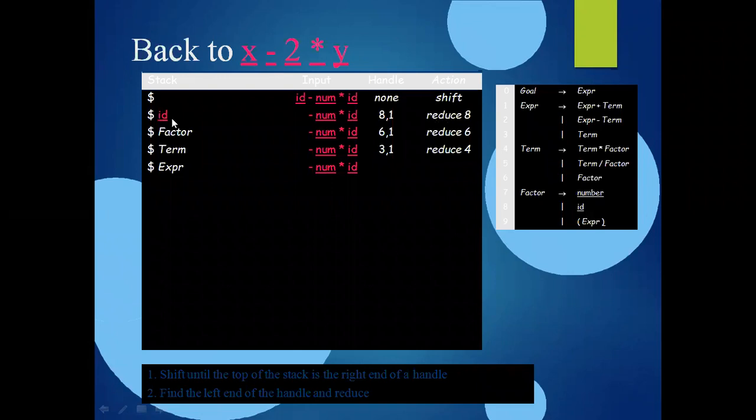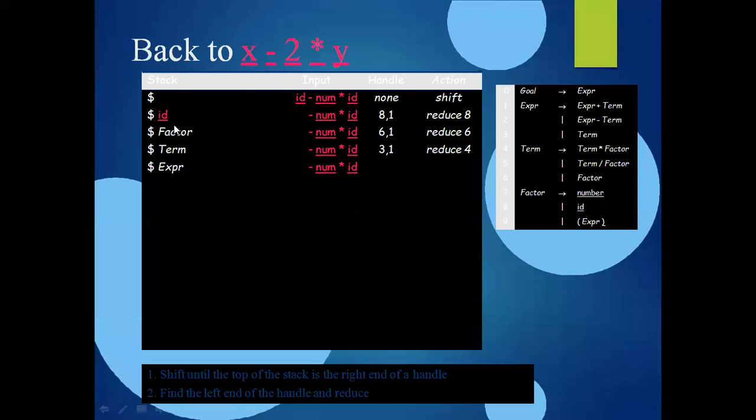That means I replace the RHS of the production rule with the LHS variable, right? Factor tends to id. See all of you, factor tends to id. In the place of id, I just replaced factor, right? And it is the 8th rule in the given grammar. Now I need to reduce that 8 into 6. Why? Because term tends to factor is another rule we have in the given grammar.